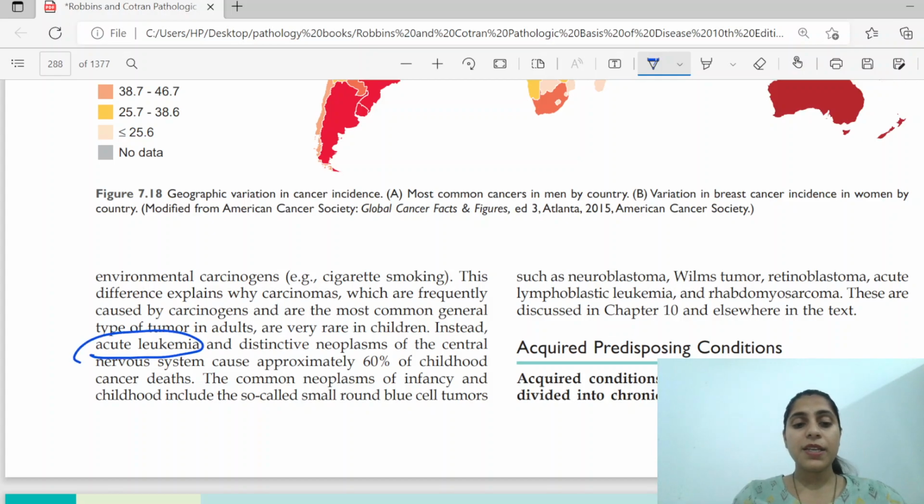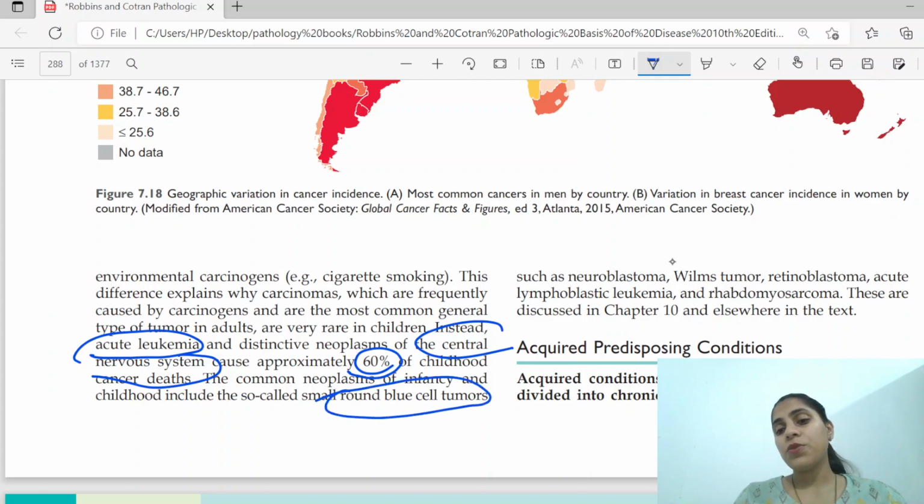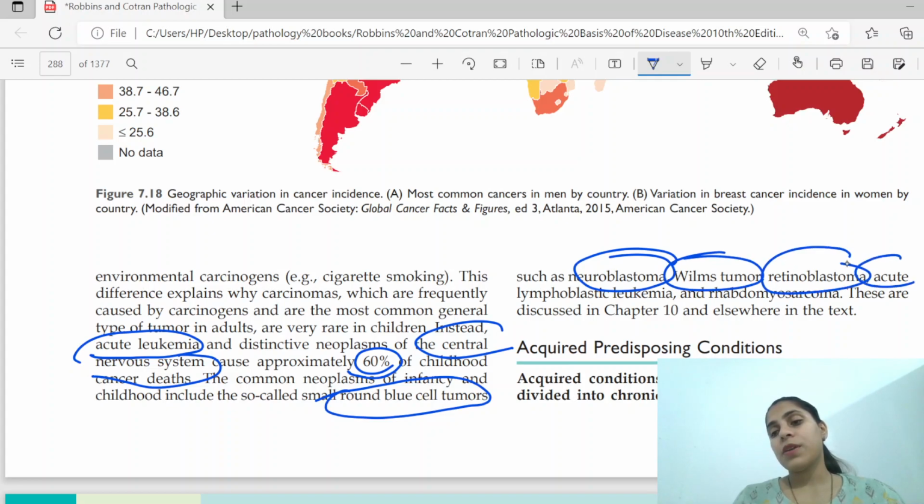So the most common malignancies in children are acute leukemia, followed by CNS tumors that include gliomas. These make up to 60% of all the cancer related deaths. And then there are small round blue cell tumors like Wilms tumors, and these are all embryonal tumors: retinoblastoma, acute ALL and rhabdomyosarcoma.